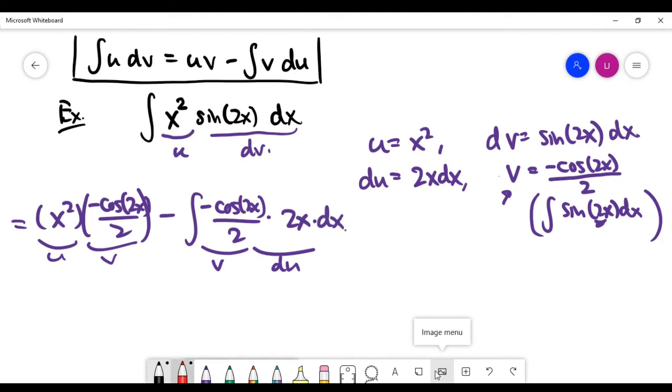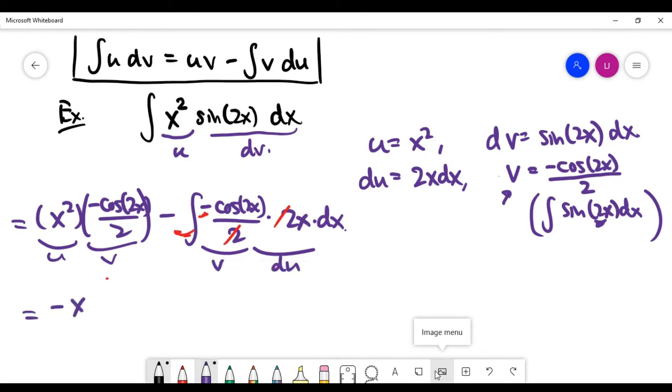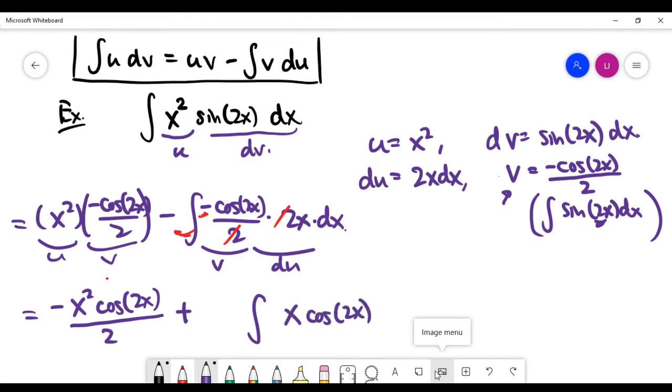And let's try to simplify what you have in the integral. 2 and 2 is cancelled, and I think the minus can be moved to the front, right? And it means that I can write the next step down, which is minus x squared times cosine of 2x over 2 plus the integral of x times cosine of 2x.